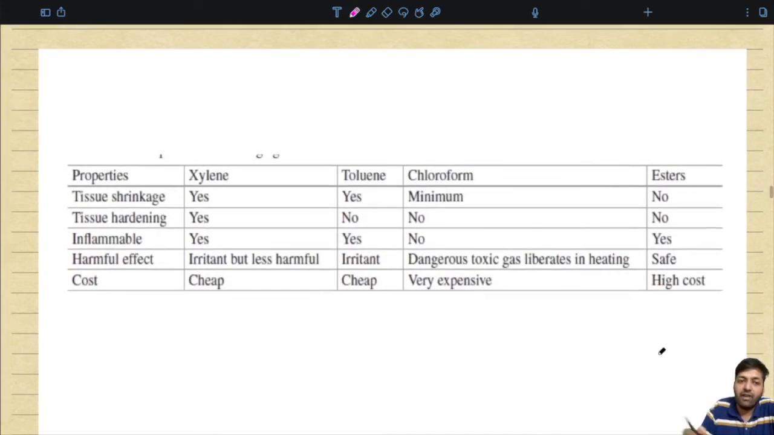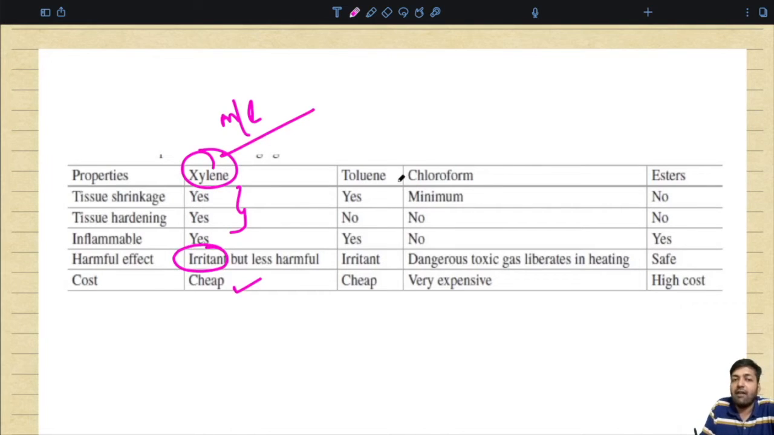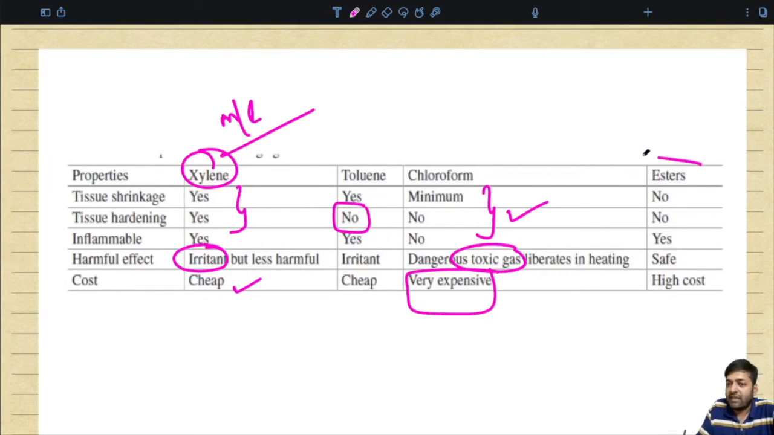So let us compare the different agents. As we see, tissue shrinkage and hardening are very common with xylene. It is irritant but less harmful and it is cheap. So it is the most commonly and widely used clearing agent. Toluene has everything the same, but the tissue hardening is not there. Chloroform has minimum tissue shrinkage and hardening, and it is not even inflammable, but it generates dangerous toxic gas on heating. So you should have a closed system and proper ventilation. Another downside is that it is very expensive, toxic and carcinogenic. Esters again do not cause any tissue shrinkage or hardening, and they have a very high cost.